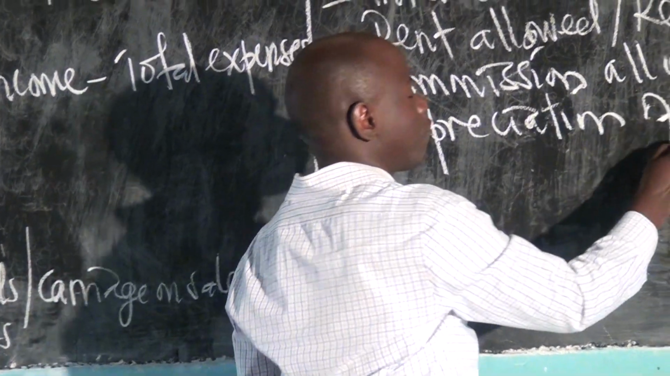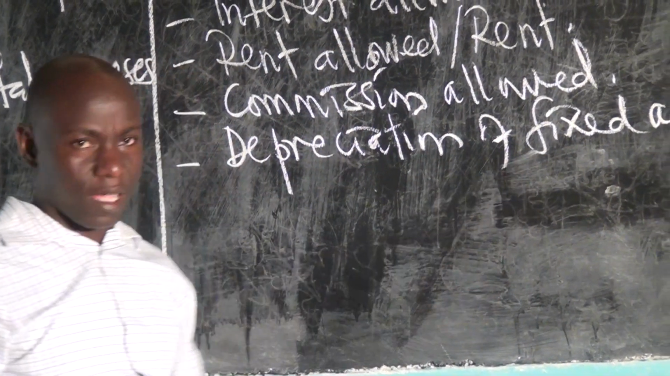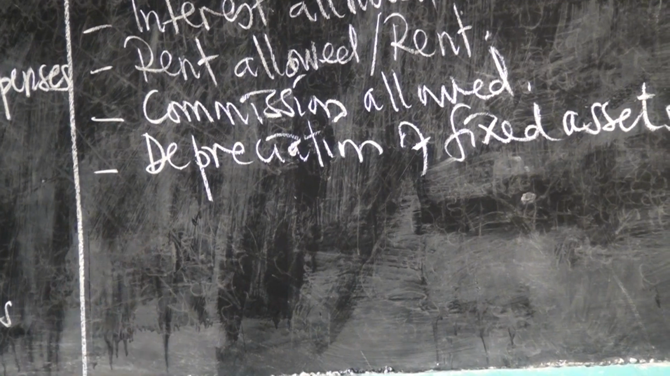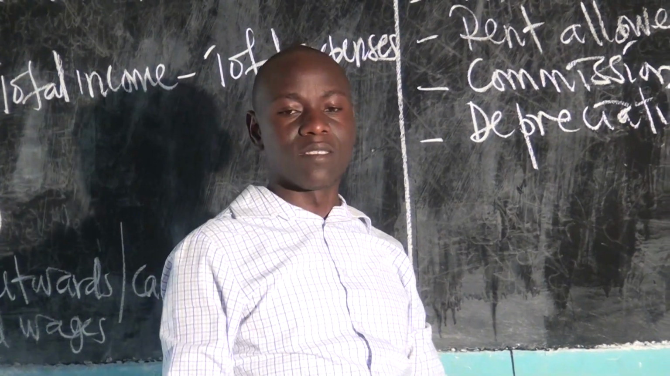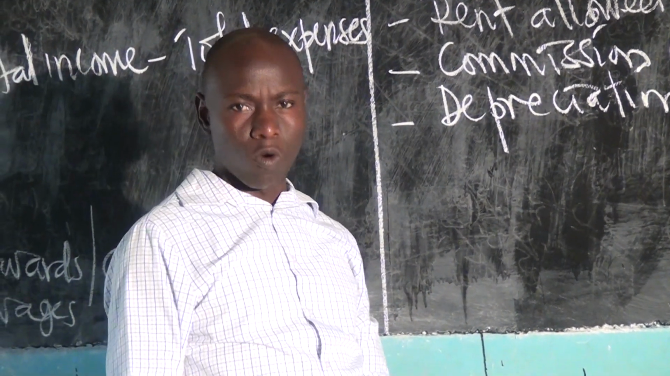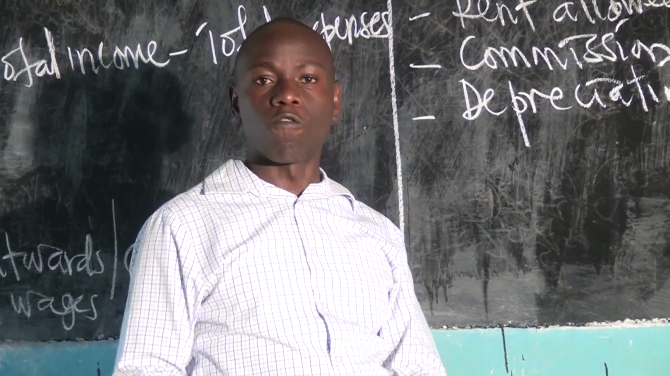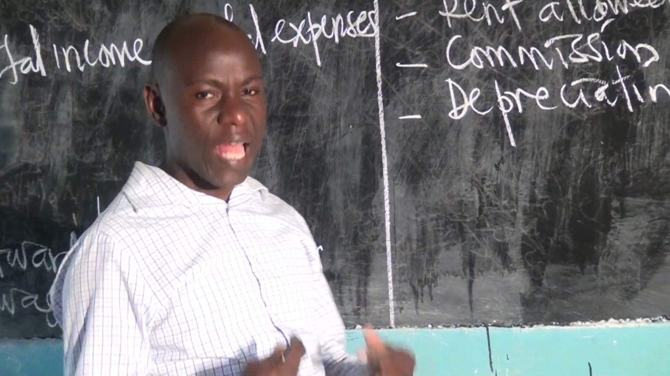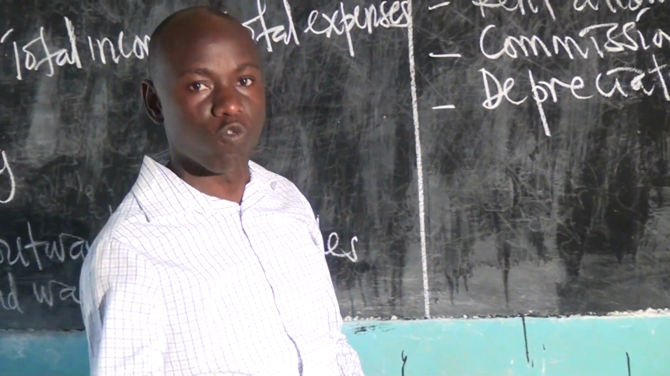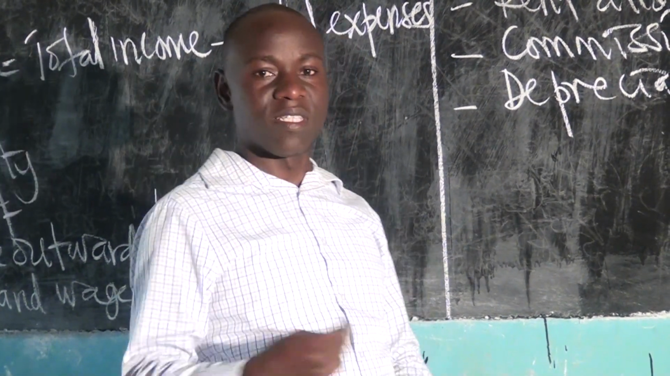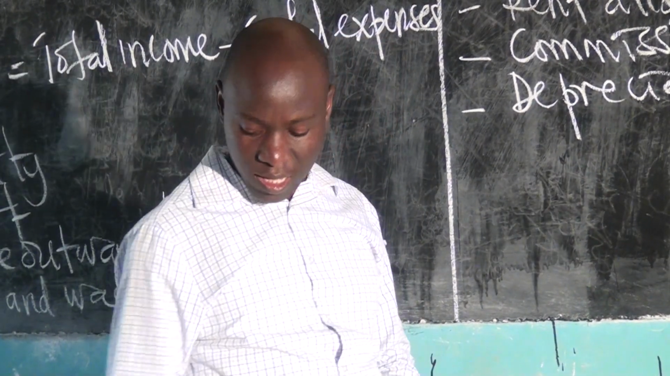Depreciation of fixed assets. We shall talk more about the fixed assets when we come to the balance sheet, another component of final accounts. Fixed assets are things of value owned by the business for a long period of time. Take an example of motor vehicles, buildings, land, and so many others. Depreciation refers to the loss of value of fixed assets. When these fixed assets lose value, that loss is called depreciation. It is regarded as an expense to the business.